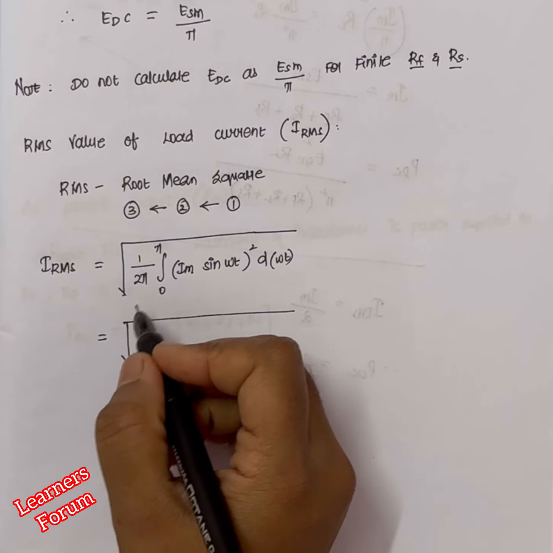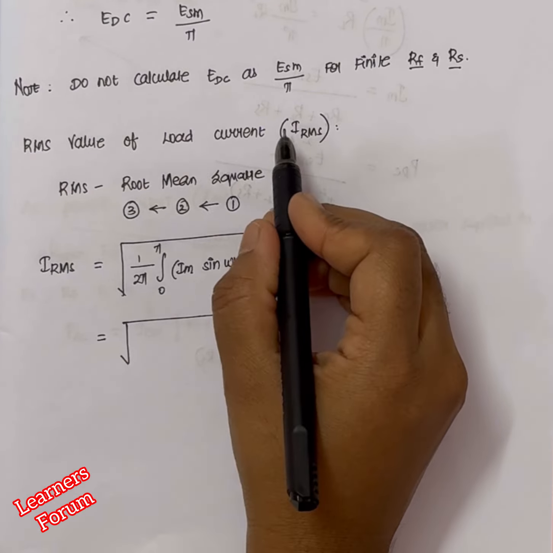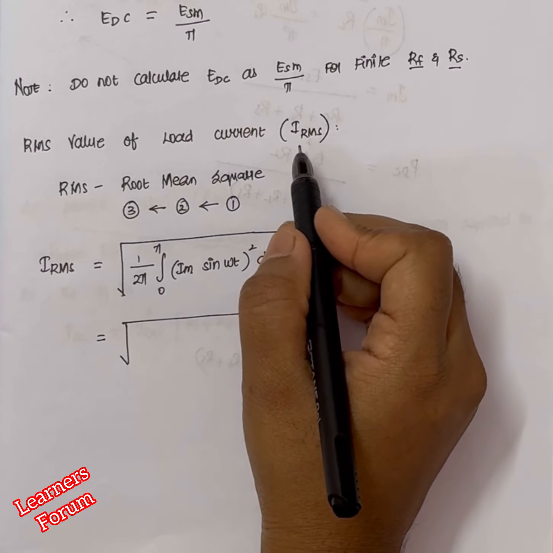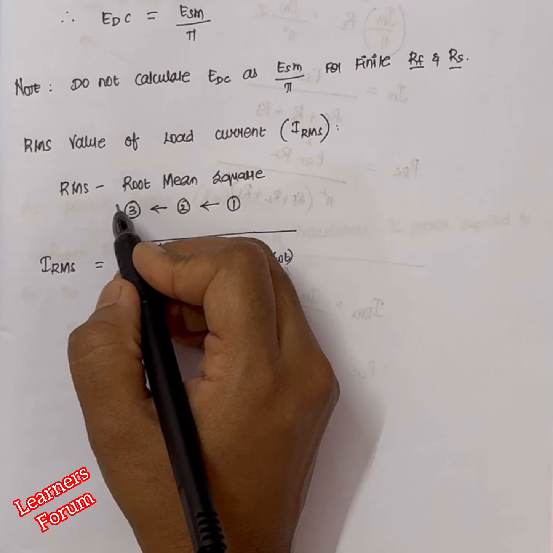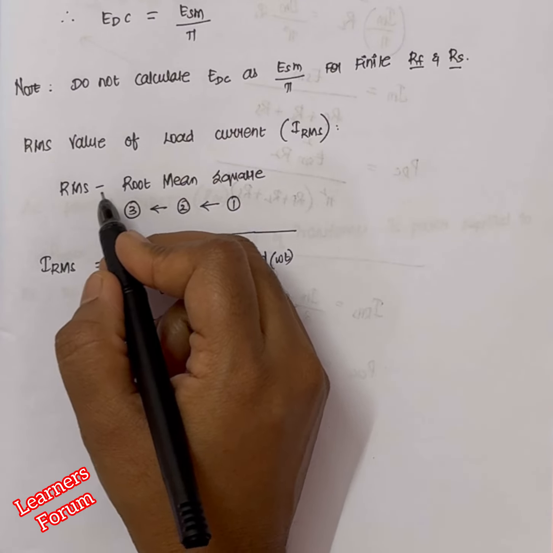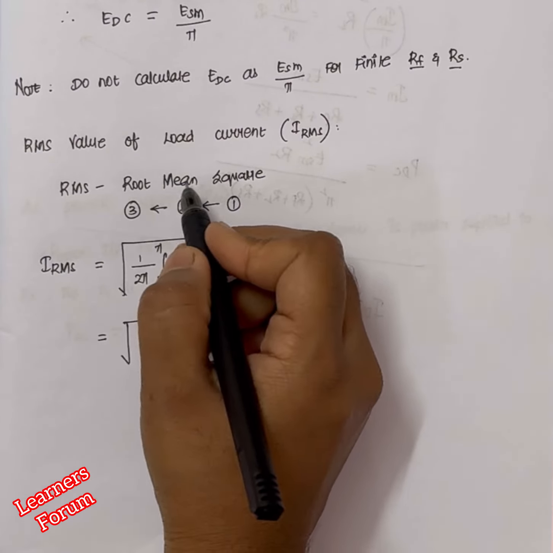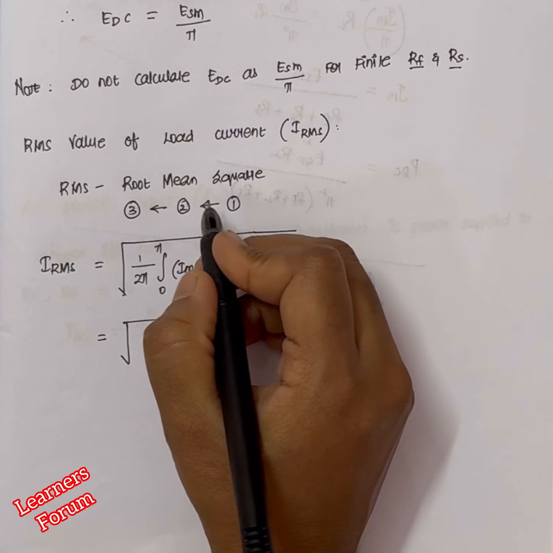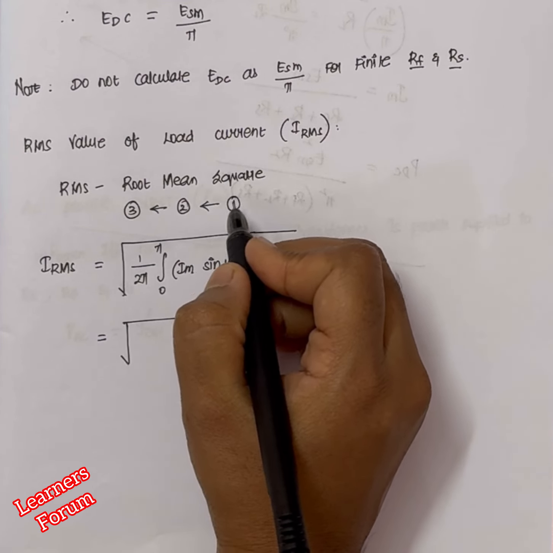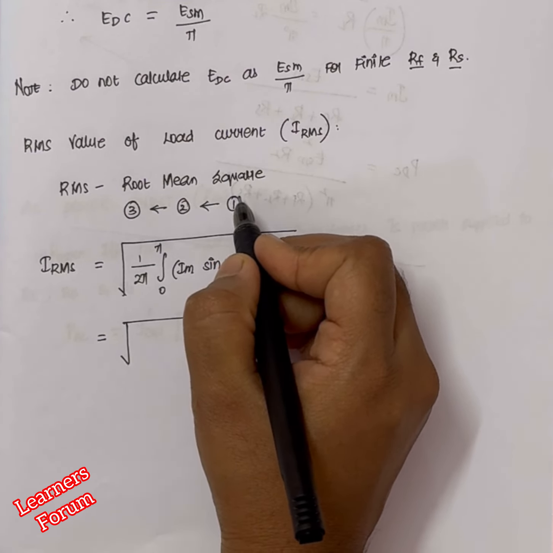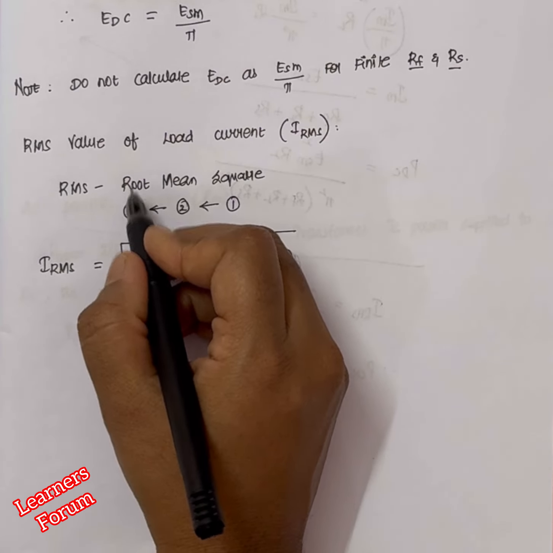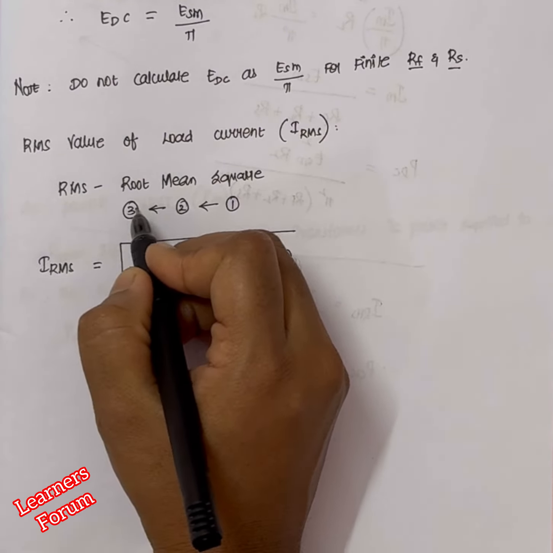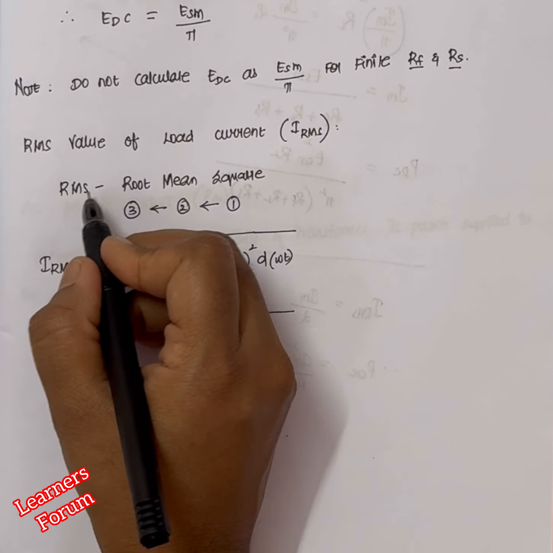Next parameter is about the RMS value of load current, that is IRMS. Before starting with the actual value of IRMS, let us discuss what RMS is in basic. RMS refers to root mean square. If you are supposed to find the RMS value for a particular parameter, you have to take a square of the signal first, then take the mean, and then take a square root. So this is the order to find the value of RMS, which is root mean square.